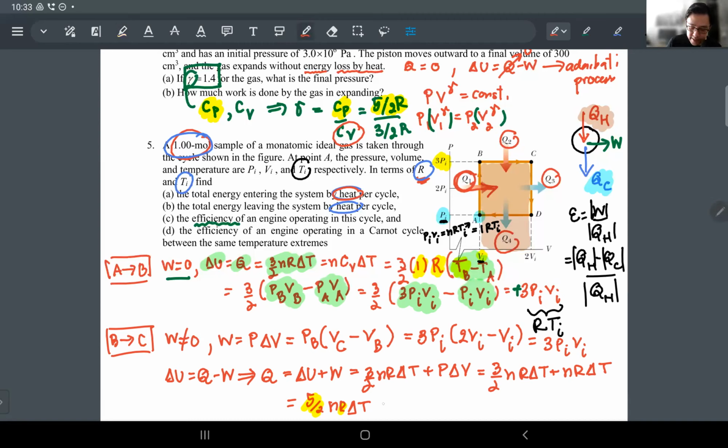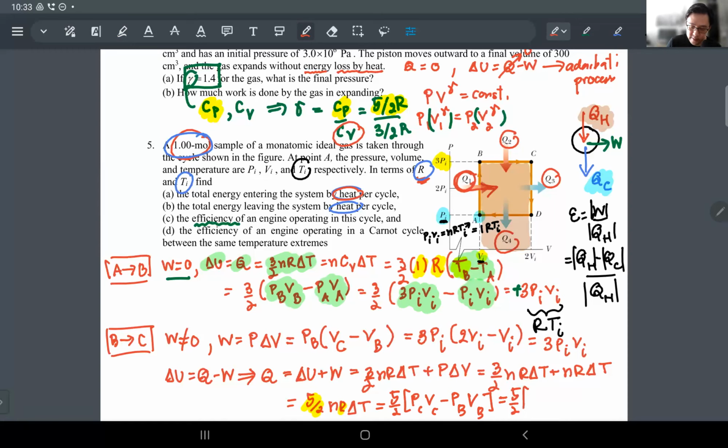Once we have that, keep going. No matter which path you take, you're going to come back to that 5/2 nR delta T anyway. So it's going to be 5/2 times P final, which is at point C, times V final, minus P initial at point B times V at point B. Still so far so good? I'm using nRT equal to PV all the time here because we have the PV diagram. And that's it. Just plug in the numbers.